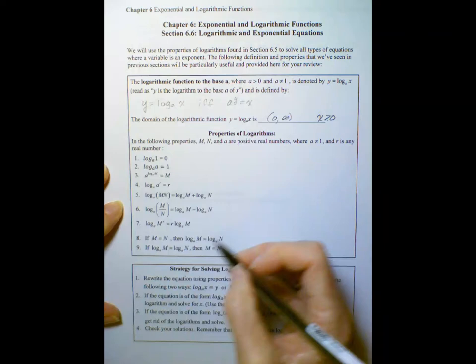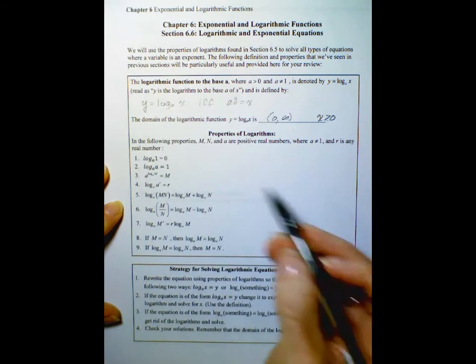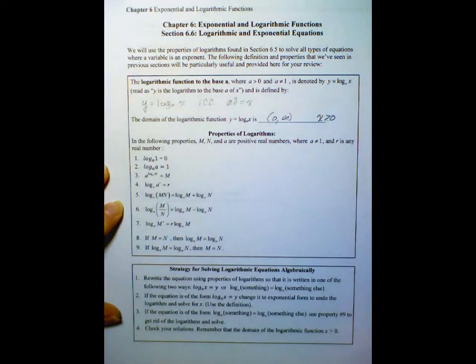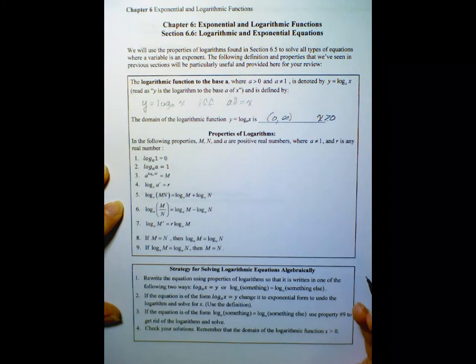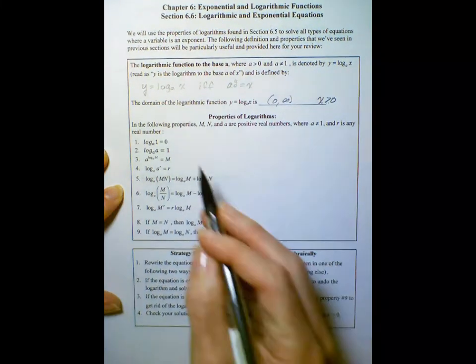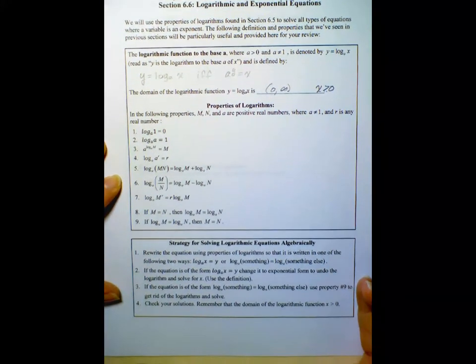And here's a summary of the properties we saw last time. Recall there were 9 properties, and then the 10th thing was the change of base formula. So this is just a summary of those here for your use.